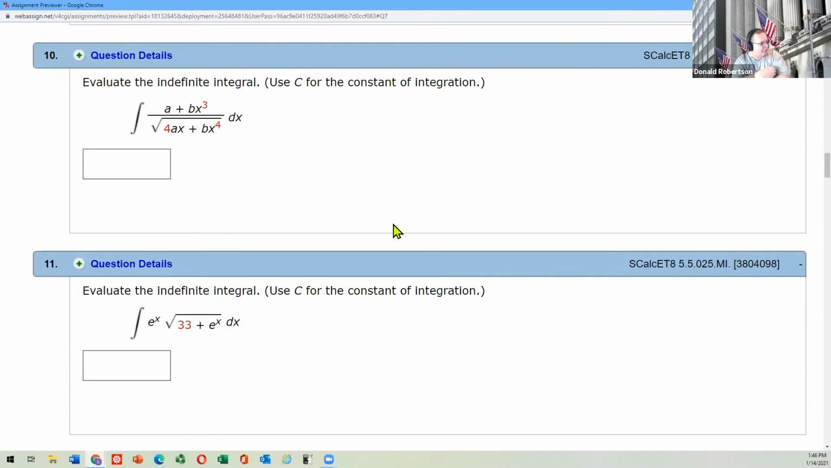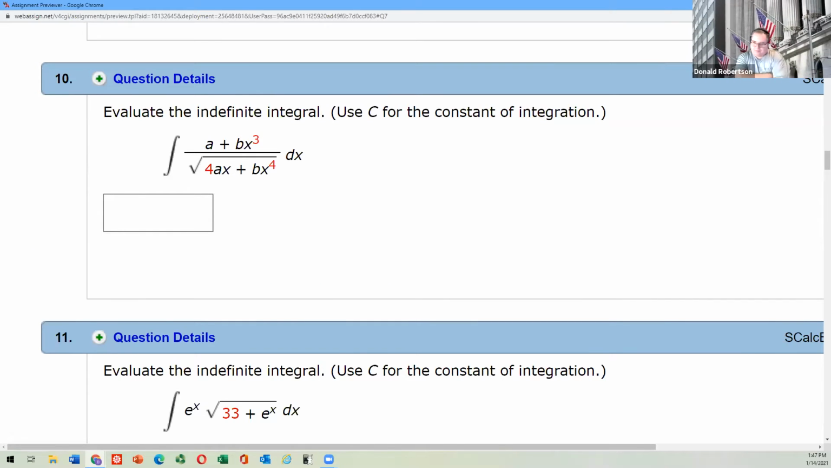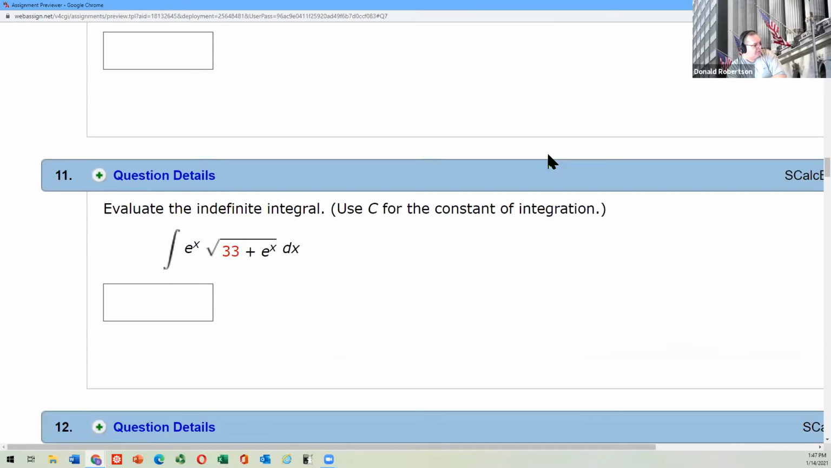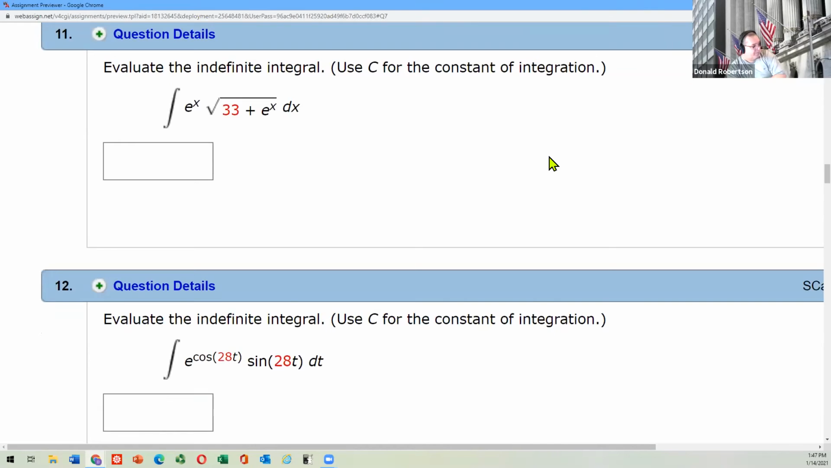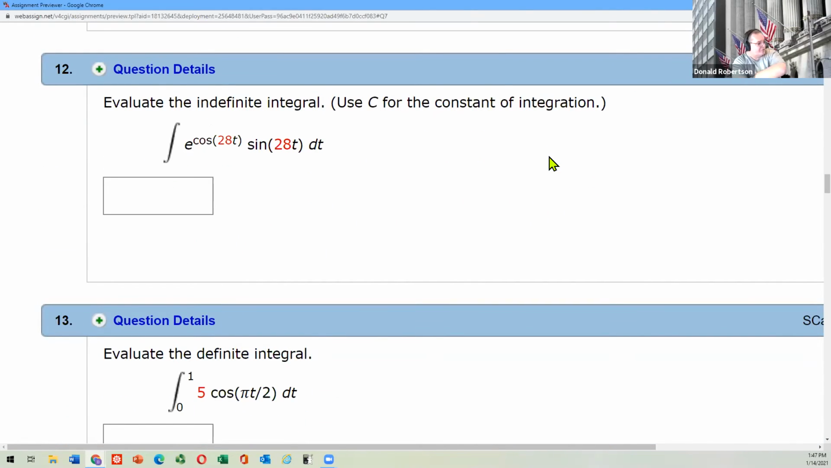You might come across something like 10 that scares you, but actually the u sub is easy. Who is the u sub in question 10? 4 ax plus bx to the fourth. We'll probably do that one tomorrow, but trust me, that's a u sub. Isn't it inside the square root? That's pretty much it. So won't the next one be 3 plus e to the x? Oh, this one's a sneaky one.